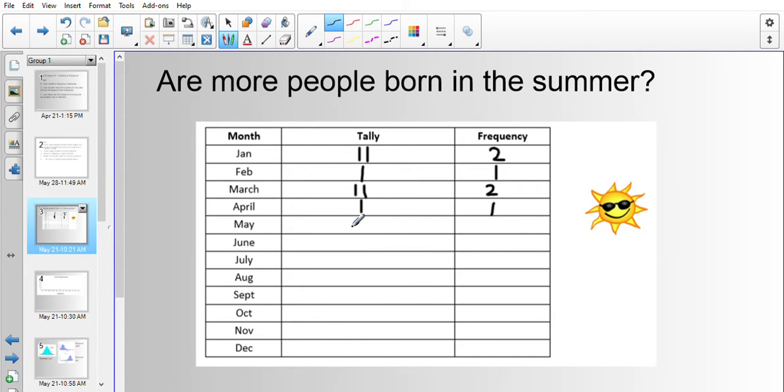In May, there were 4 people born. So I'm going to put 4 little hash marks for 4 people. And I'm going to put a 4 over here. In June, there were 6 people born.